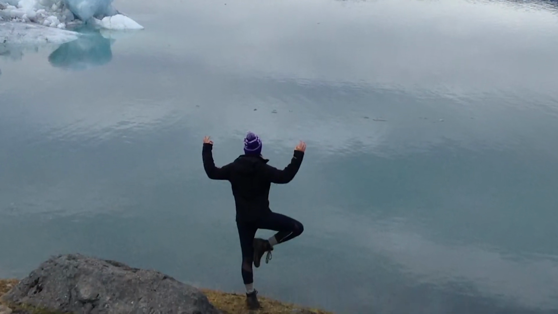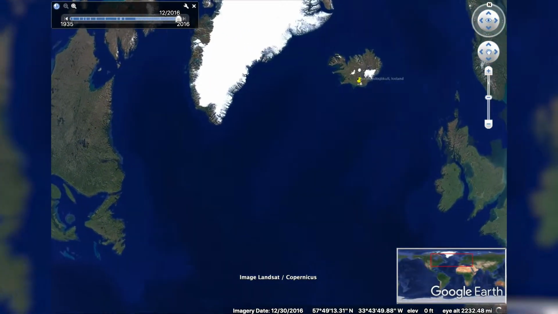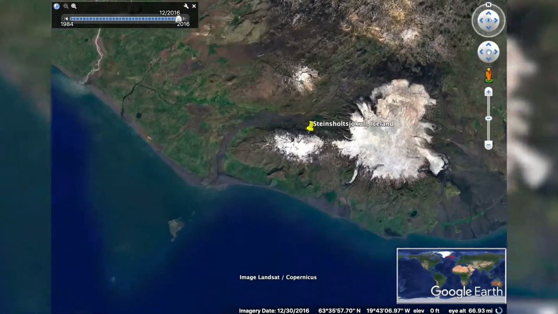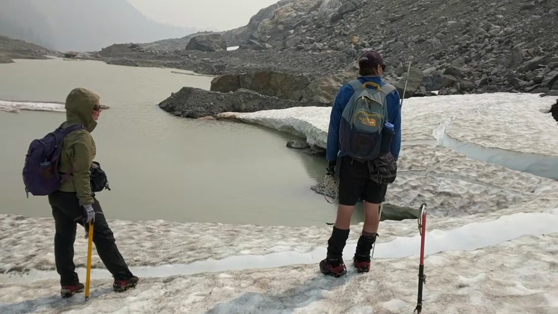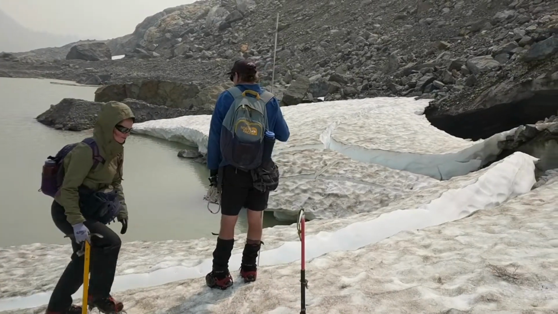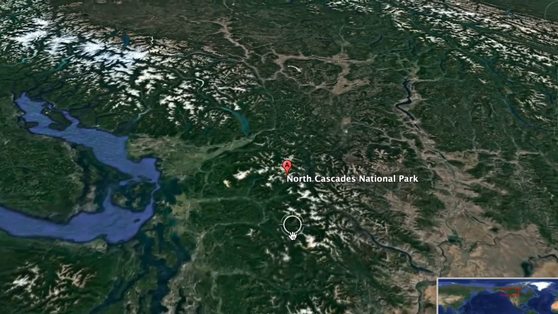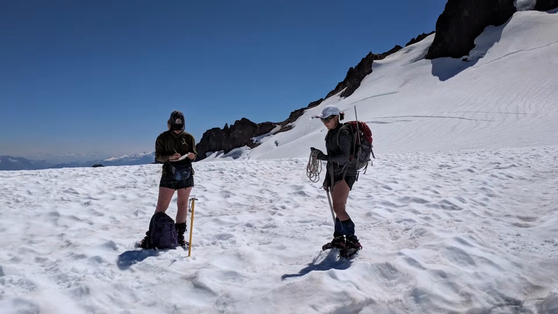In my undergraduate thesis in Iceland, where I looked at Steinholtzjökull, I saw that glacier extent has been impacted by a variety of climatic and non-climatic events like volcanism and rockfalls. This past summer, I was involved in a project called the North Cascades Glacier Climate Project, where I was a part of a team that assessed glacier health, or how much snow these glaciers were getting each year, in a mountain range in Washington State on the west coast of the US. These glaciers are an essential water supply for people who live below them.